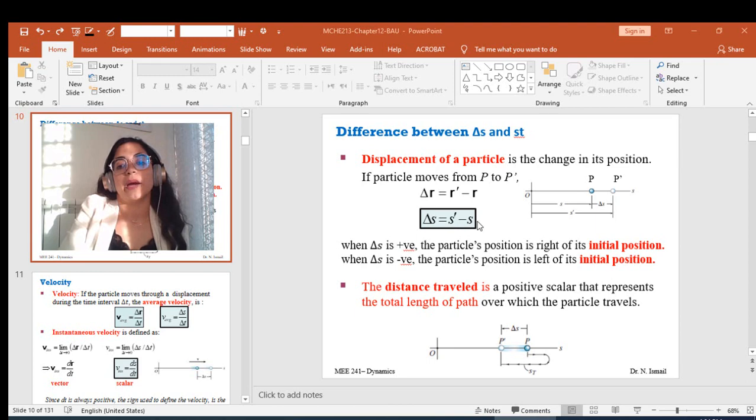Now, what is S prime minus S? S prime is OP prime. So I always have to start by OP prime minus S, which is OP. All right? So this is delta S. It is S prime minus S.